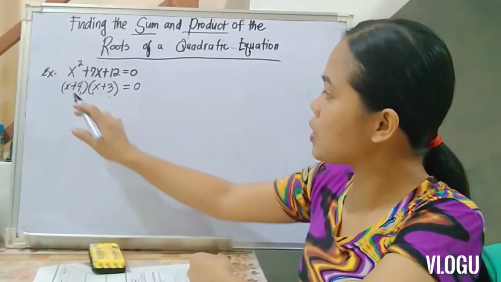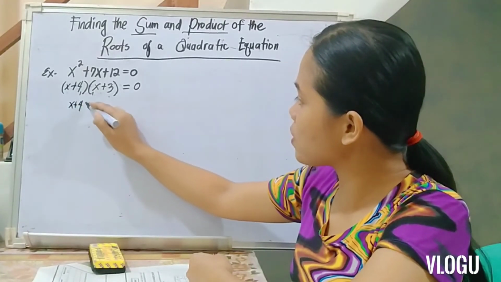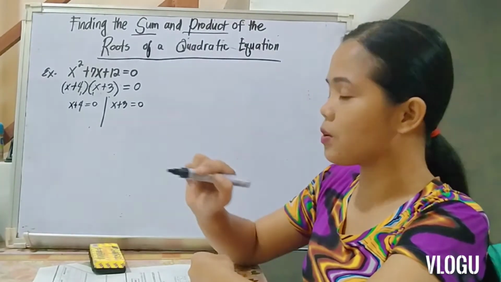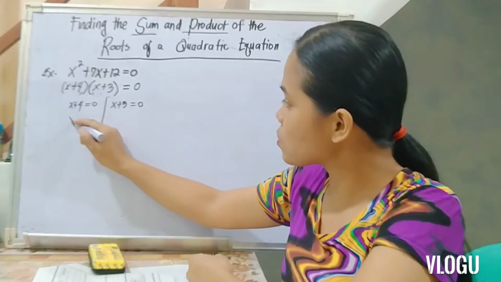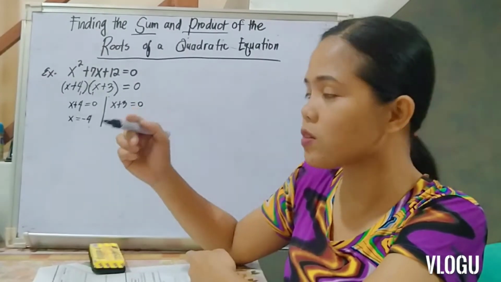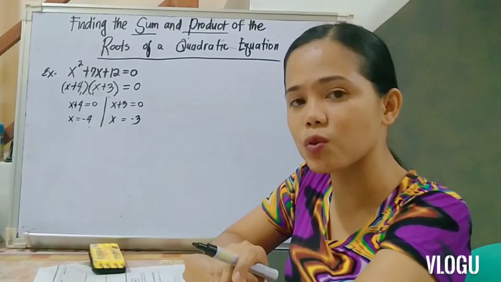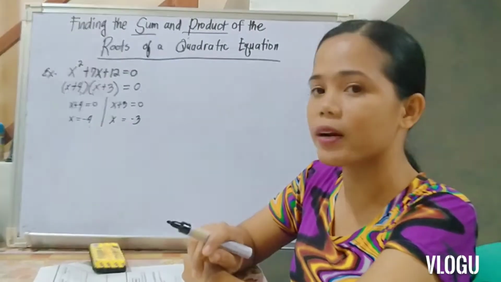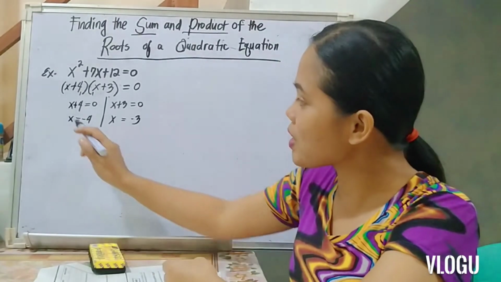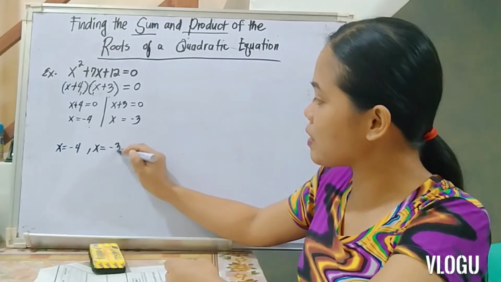Next step is that we equate the two factors to 0. So we have x plus 4 equals 0. The other one is x plus 3 equals 0. Then we solve for our x. So x equals 4 to the right, it will become negative 4. And then 3 to the right will become negative 3. Therefore, our roots are x equals negative 4 and x equals negative 3. Again, the roots are x equals negative 4 and x equals negative 3.